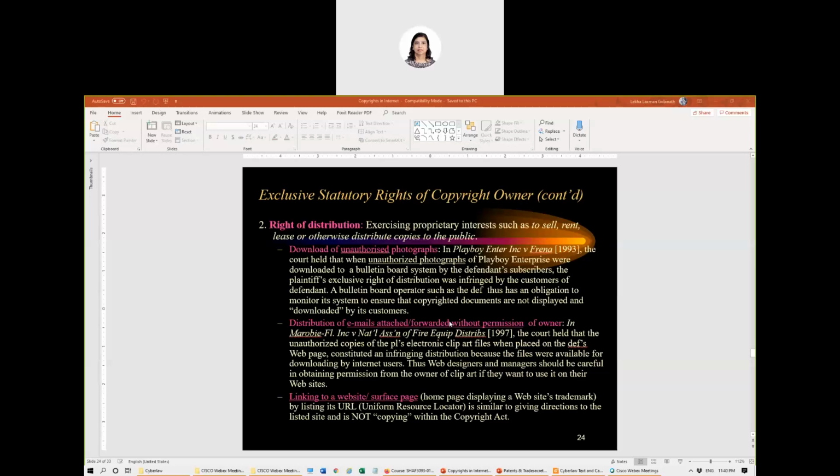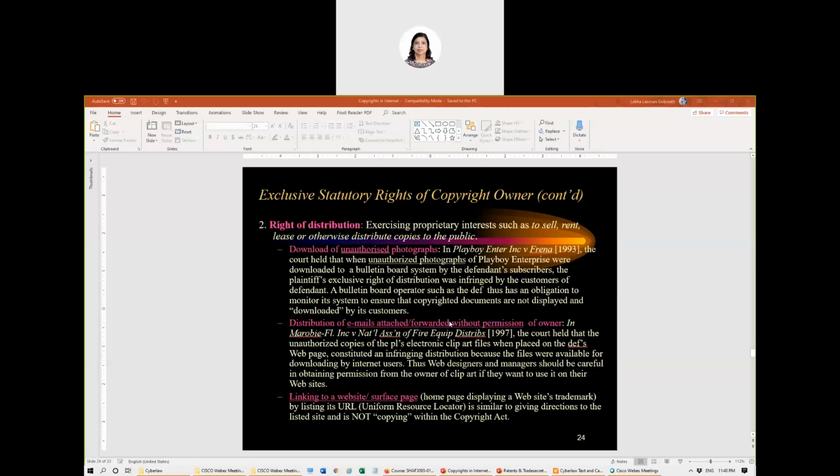So when you download unauthorized photographs, you can actually look at the platform that is being used to upload these unauthorized photographs. And normally, when you upload it into a bulletin board system, you can be considered as having infringed the right of distribution.